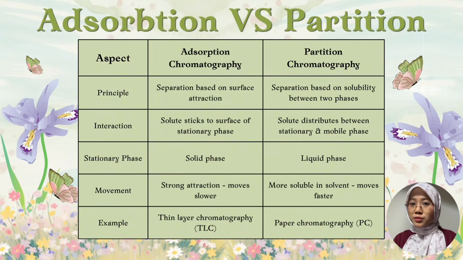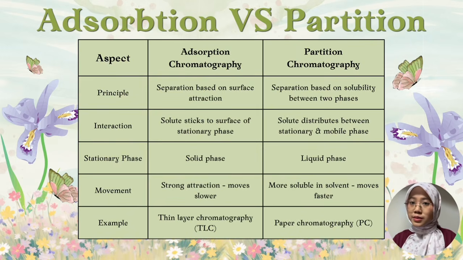Next, I will talk about adsorption versus partition chromatography. In adsorption chromatography, separation is based on surface attraction. It happens because compounds stick to the surface of the stationary phase. For the movement, if the attraction is strong, the compound will move slower. The example of adsorption is thin layer chromatography.